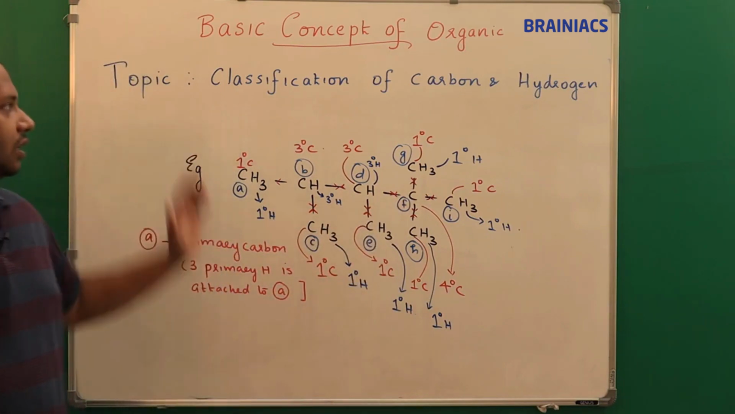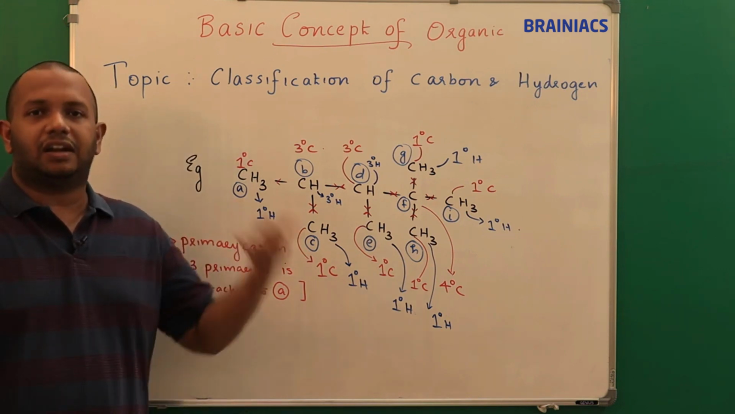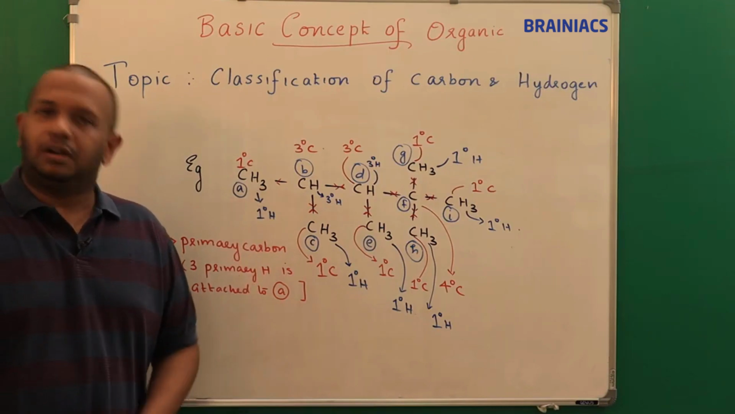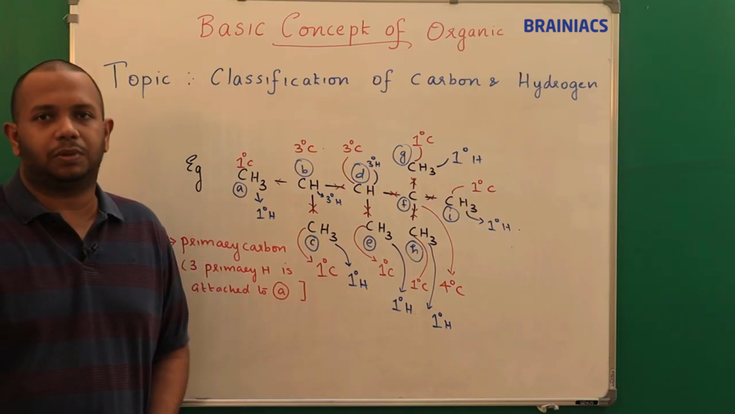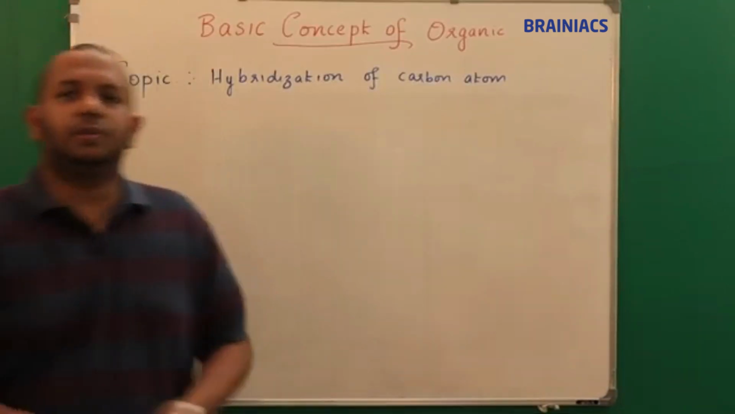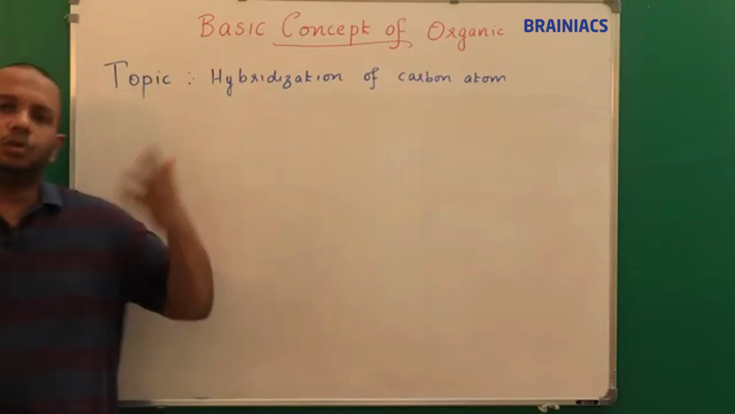So I hope you understood the classification of carbon as primary, secondary, tertiary, quaternary, and hydrogen atoms as primary, secondary, and tertiary. Okay, thank you. Now let's go to the next topic. Next we are going to discuss the last section of the first part. Then thereafter we will go to isomerism.